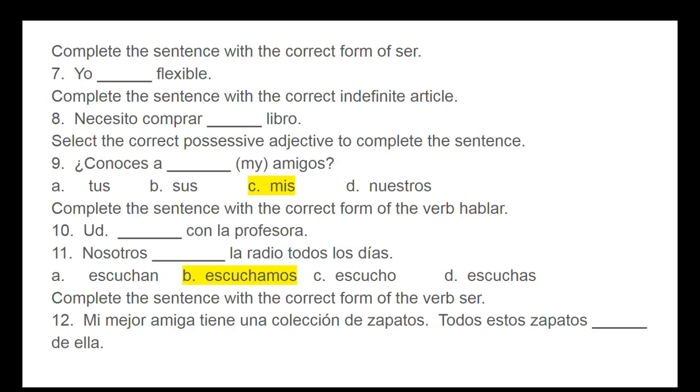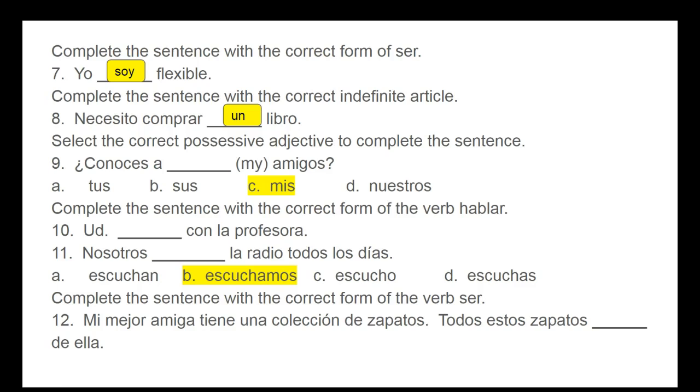Complete the sentence with the correct form of ser. Yo soy flexible. Complete the sentence with the correct indefinite article. Número ocho, necesito comprar un libro. So remember, your indefinite articles are un, una, unos, unas. Select the correct possessive adjective to complete the sentence. ¿Conoces a mis amigos? Right, so it has the my in the parentheses, and the reason it's mis is because you have more than one friend, it's plural.